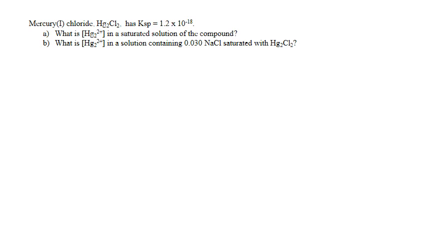And the questions are, what is the concentration of the mercury 1 ion in a saturated solution, and what is it in a solution that already had 0.03 molar sodium chloride? So that chloride would be a common ion. A is an easy question.